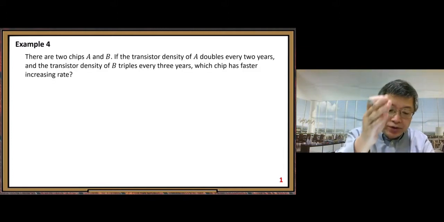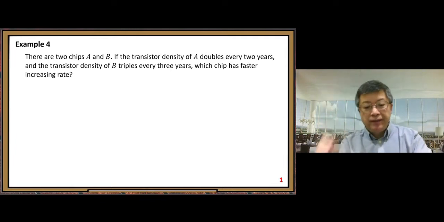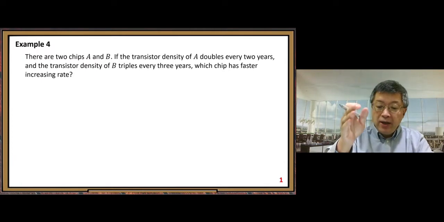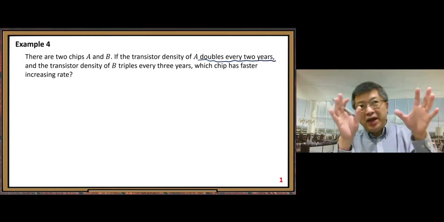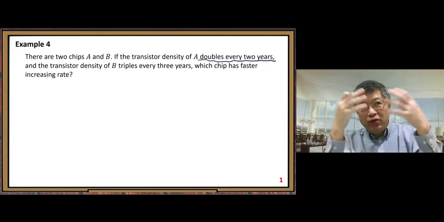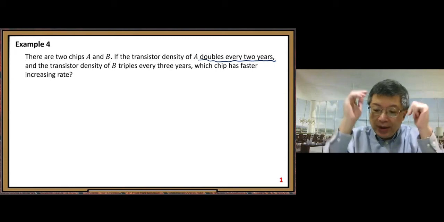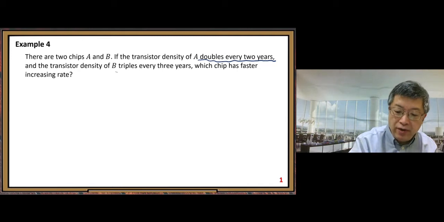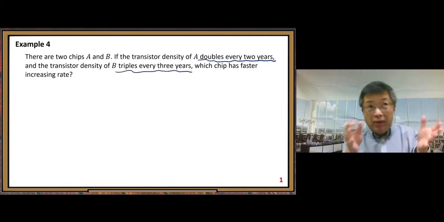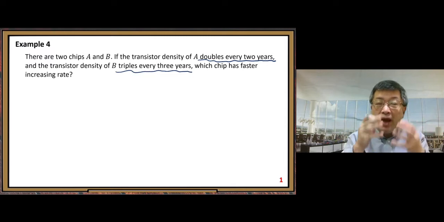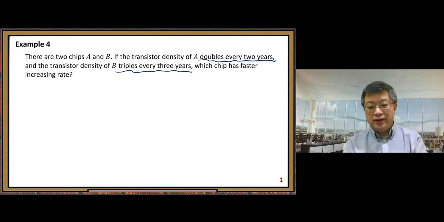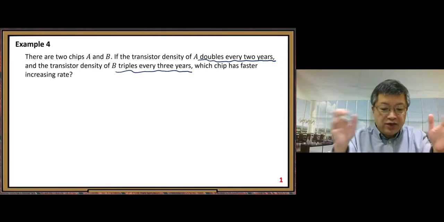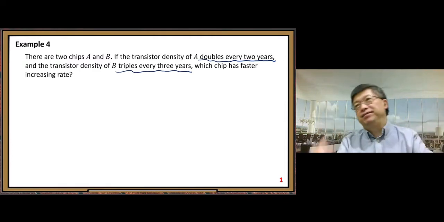There are two chips, A and B. If the transistor density of A doubles every 2 years, so you get an increasing rate, and the transistor density of B triples every 3 years. Triples, 3 times, but every 3 years. All right, so the question: which chip has the faster increasing rate?